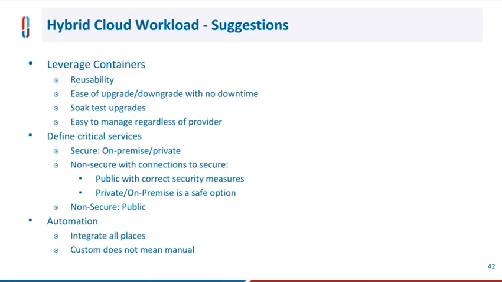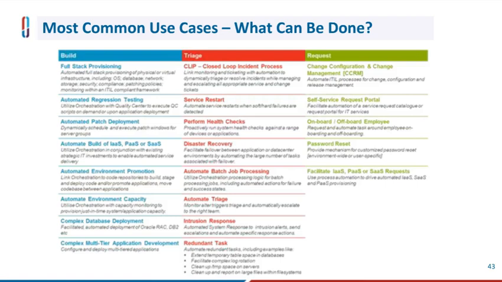So I know this is a bit of an eye chart, and I apologize. We get a lot of customer questions around, we don't even know where to start. We don't even know what can be done. So what do we do? And so I like to show this because ultimately this becomes the foundation of a hybrid cloud, right? Build, triage, and request. Because at the end of the day, it's just not about building stuff. It's also about the life cycle of it.